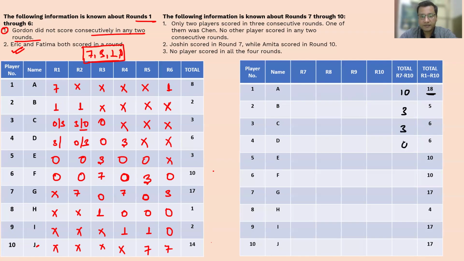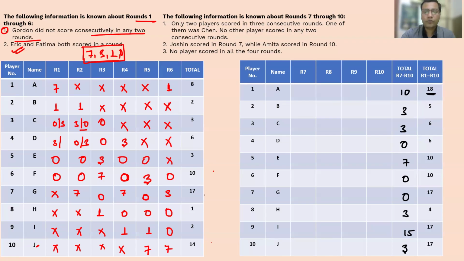This is 6 minus 6, 0. And this is 10 minus 3 is 7. This is 10 minus 10, 0. 17 minus 17 is 0. 4 minus 1 is 3. 17 minus 2, this is 15. And this is 17 minus 14, and this is a 3.